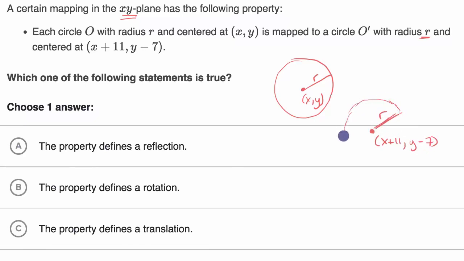So we have the exact same radius right over here. What just happened to this circle? Well, we kept the radius the same and we just shifted our center to the right by 11 and we shifted it down by 7. So this is clearly a translation. So we would select that right over there. And we're done.